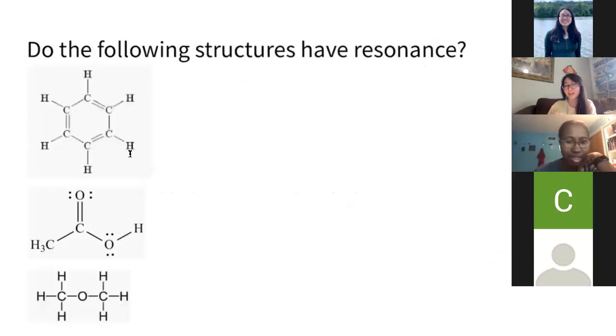Cool. So now we are going to be doing a little bit more resonance practice. So do the following structures have resonance? We're going to see this first guy is benzene. He's going to be your friend in orgo. And so once again, we're going to see, okay, double bonds. What can we do with that? So one thing you can do is move every single double bond over by 1. You can go clockwise, counterclockwise. Does not really matter. I'm going to go ahead and draw this out real quick. This will take me a minute.